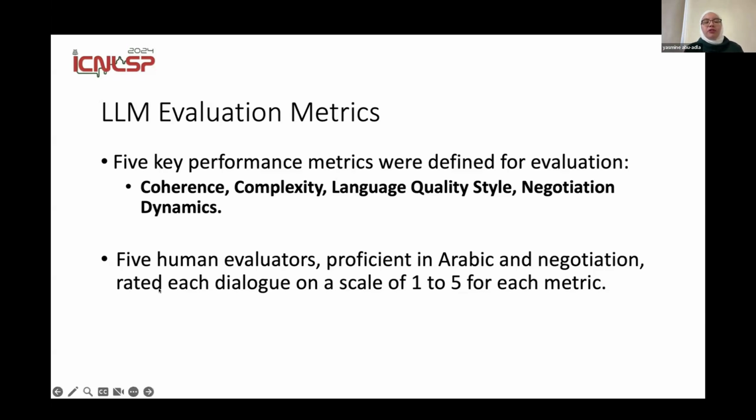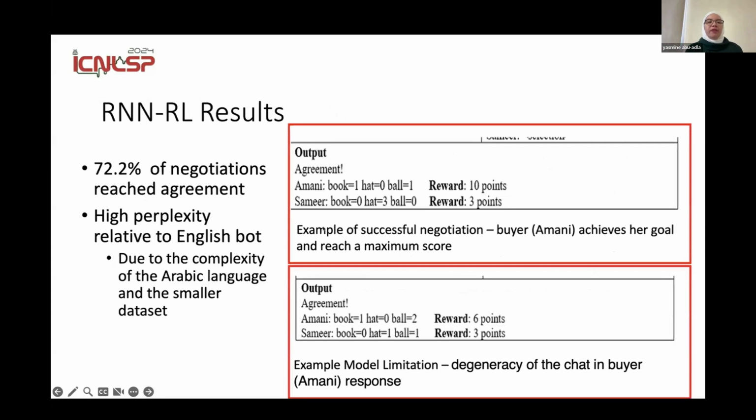We recruited 5 human evaluators that were proficient in the Arabic language and told them to rate each dialogue on a scale of 1 to 5 for each metric. As for the RNN-RL result, we used intrinsic properties such as cross entropy and perplexity, which, in the case of perplexity, measures the model's ability to predict the next word.